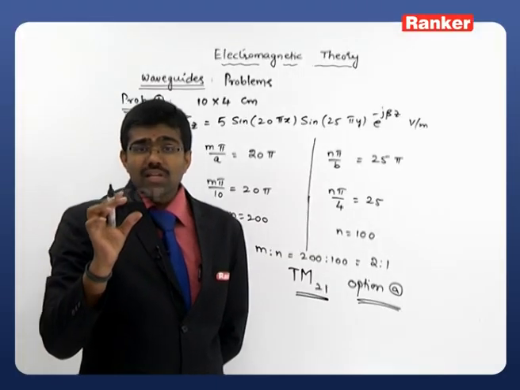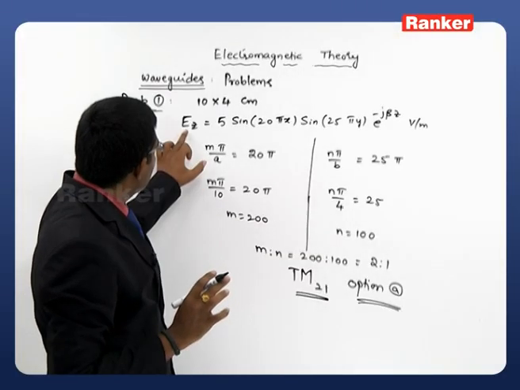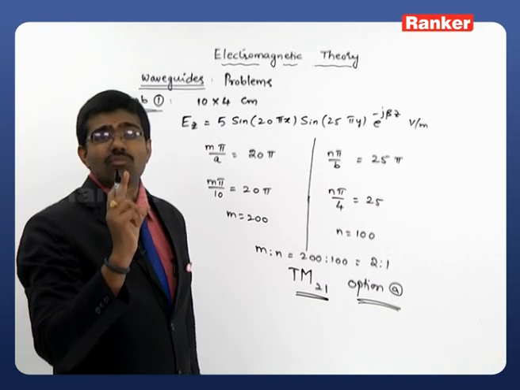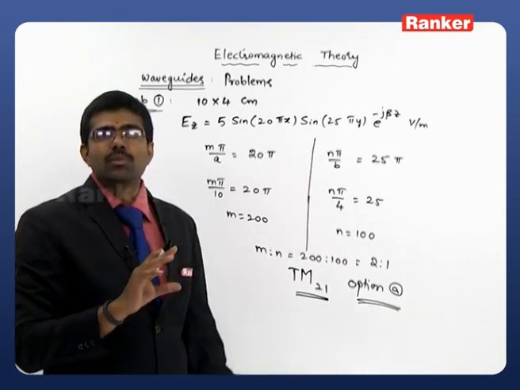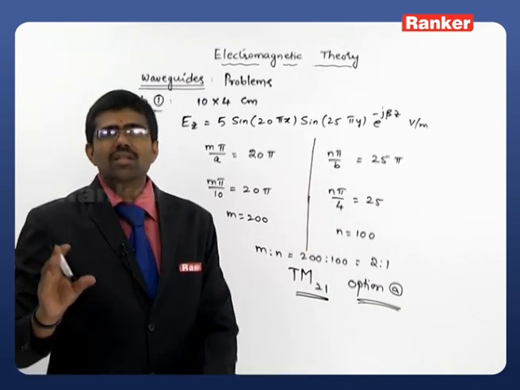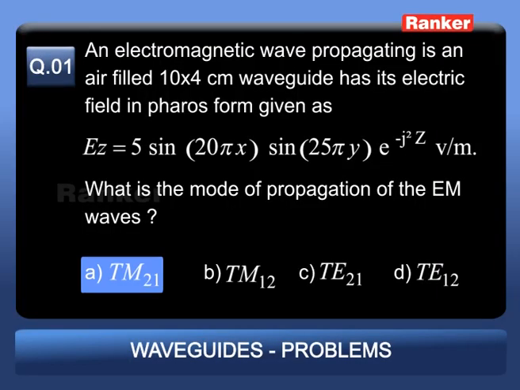For this, once again identify the type of wave which is given to us. As Ez is existing, it is a TM wave, and the remaining analysis depends purely on the past discussion that we have had. This is the simple solution for this problem.